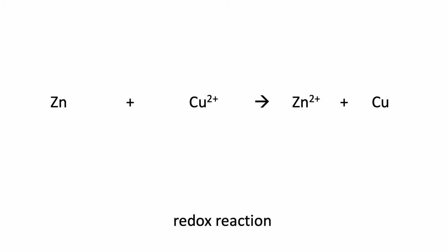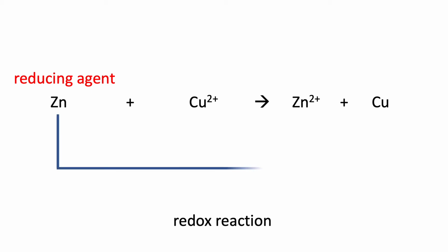An agent is something that acts on something else. In a redox reaction, a reducing agent reduces something, that is, it gives electrons to it. In our example, the zinc gives electrons to the copper, so the zinc is the reducing agent. Note that in giving electrons to something else, the reducing agent loses those electrons. The reducing agent is actually oxidized.